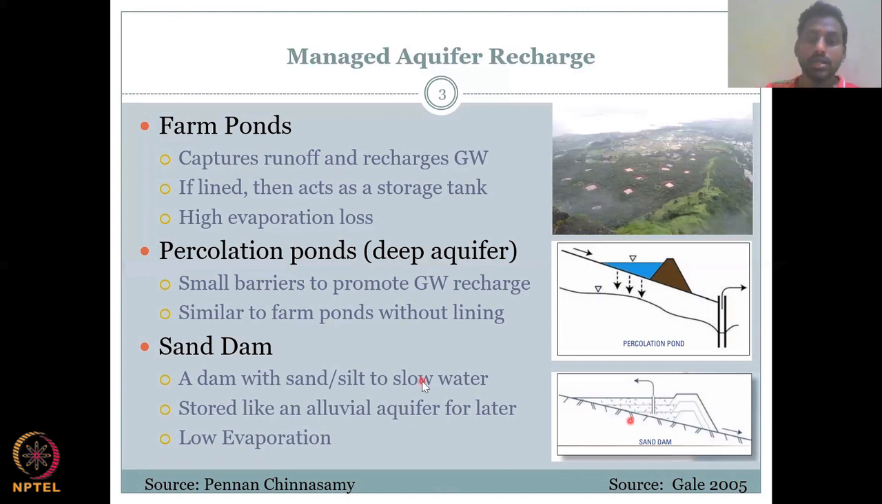And so the idea is, you cover sand and silt along the dam, so water is slowed down. When water hits the dam, it slows down because of the sand and silt, and then it stores in the porous space in the sand and silt, and then you can pump it out later. So you see here that they have put a pump and are using it out during the lean season. Compared to the farm ponds, it has less evaporation. However, the storage volume is also less because part of the volume is taken up by sand particles.